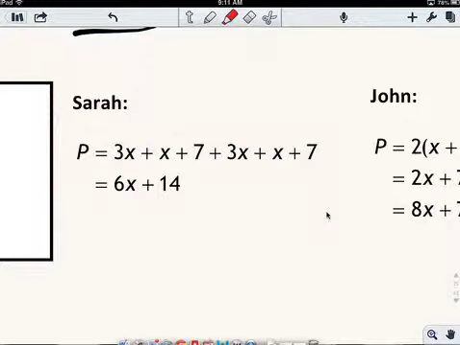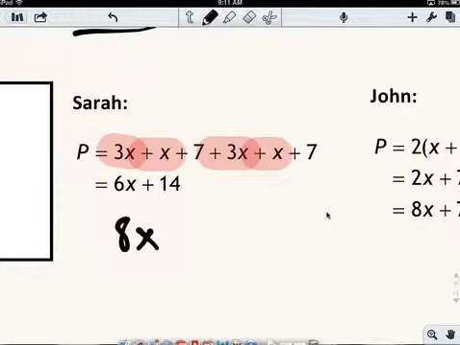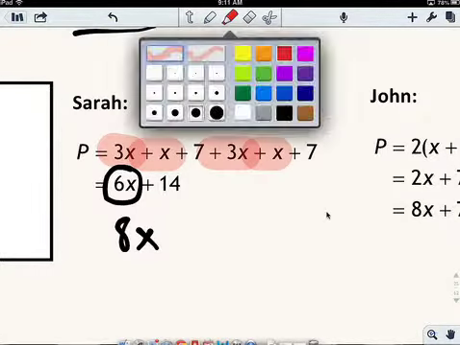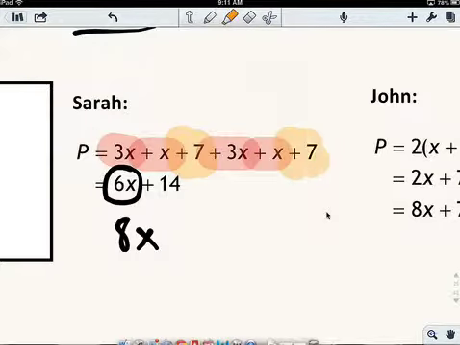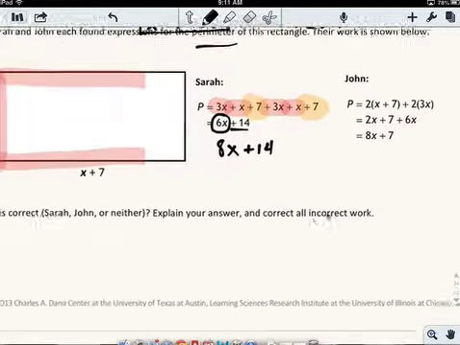Let's find the like terms. I see 3x plus 3x plus x. And so that's 3x plus x is 4x, plus 3x is 7x, plus x. I think that means that we have 8 x's, and so there is an error that Sarah made. Let's see if she did a good job with the other terms. Plus 7, and I get 14. So I should get 8x plus 14. So Sarah made a mistake when she added up the x's.